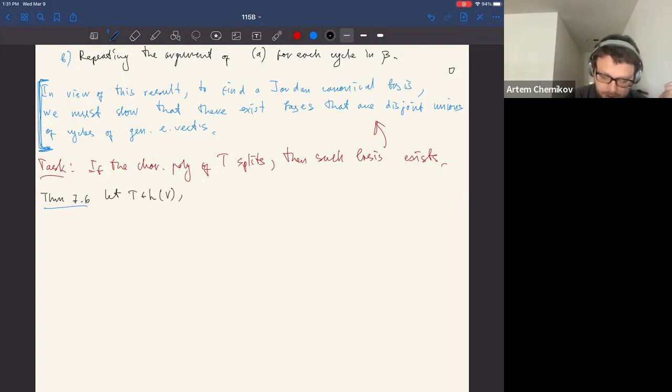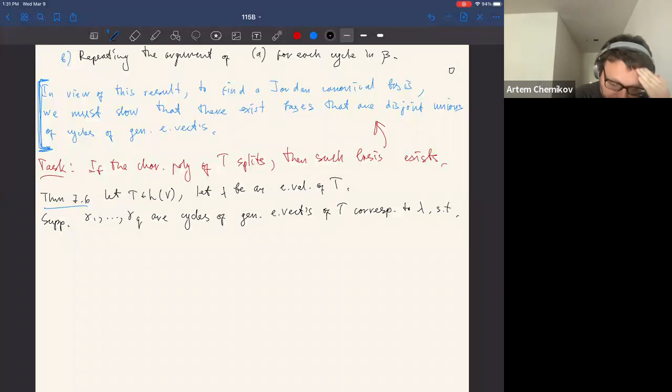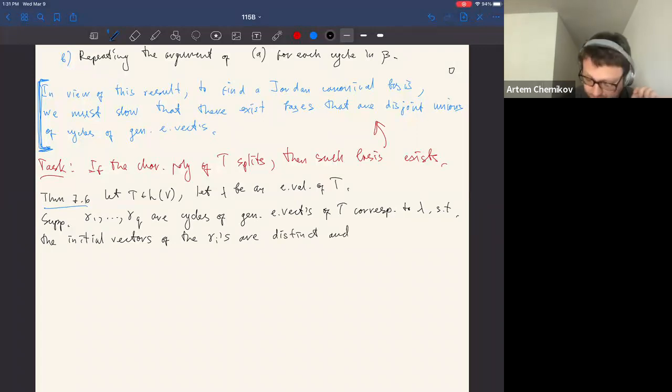So the situation is as usual. T is a linear operator on V, and let lambda be an eigenvalue of T. And suppose that gamma_1 through gamma_q, for some number q, are cycles of generalized eigenvectors of T corresponding to lambda, such that, moreover, the initial vectors of these cycles, the gamma_i's, are distinct and form a linearly independent set.